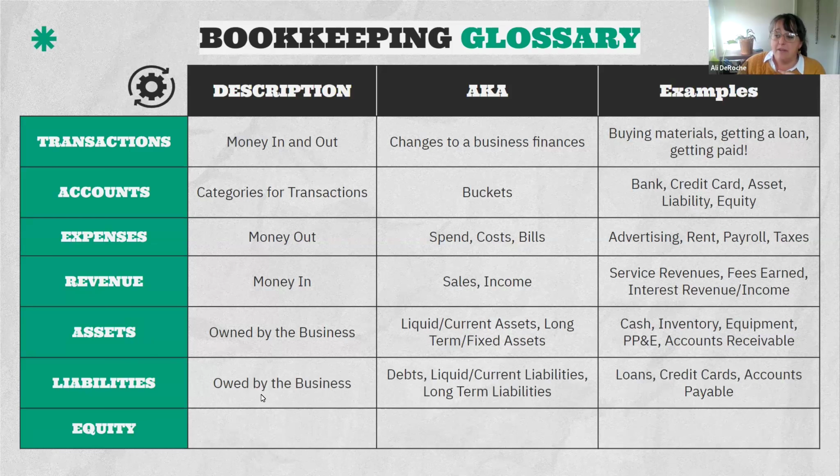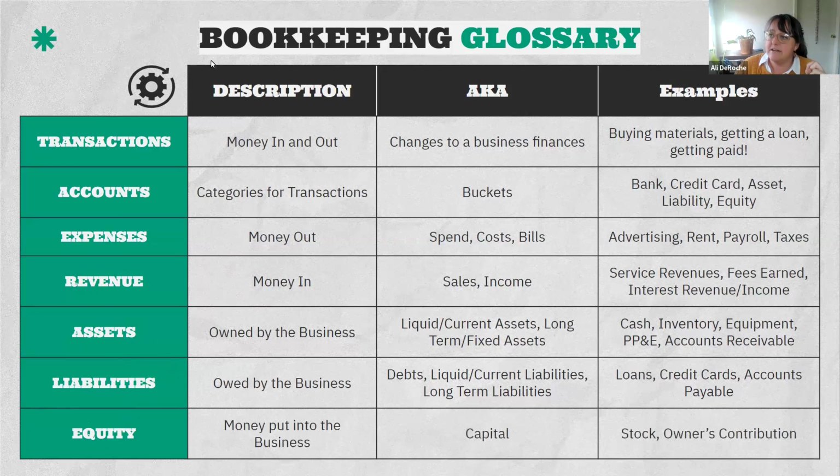Next piece, we've got some liabilities. These are things that are actually owed by the business. So these are going to be amounts that you owe to somebody else. So this might be your debt, also known as liquid or current liabilities and long-term liabilities. So you might have a small loan that you owe somebody within a year. That would be a liquid liability. You might have a loan that's a 20-year loan. That's going to be more like a long-term liability. Things like credit cards fall under this, as well as accounts payable.